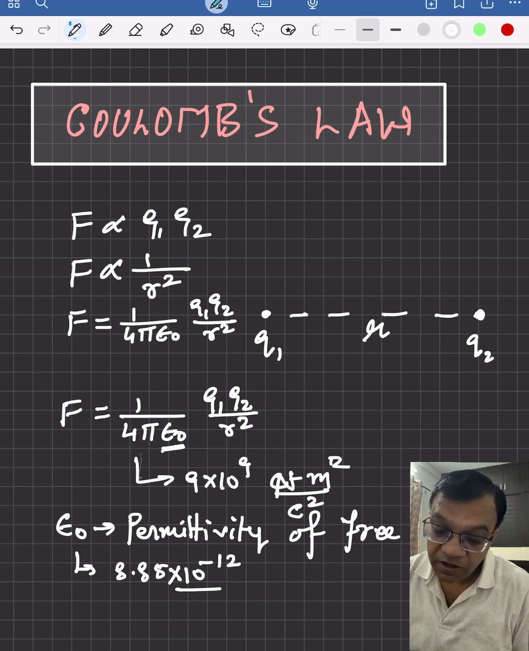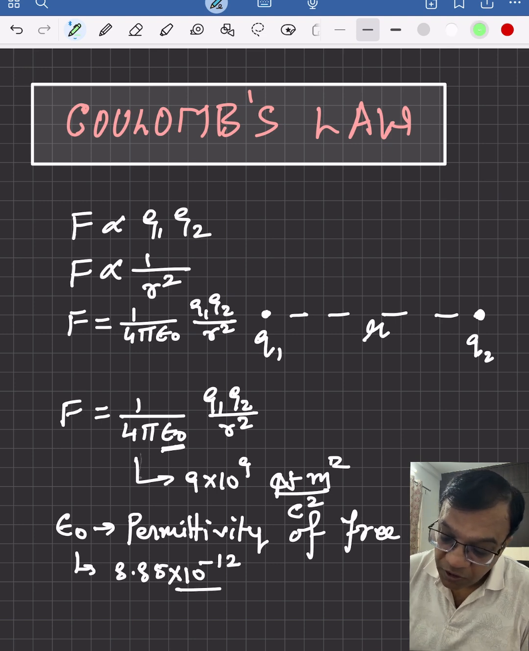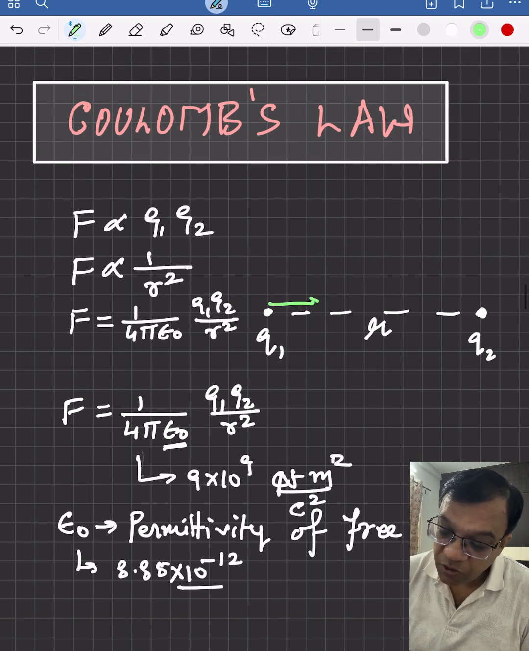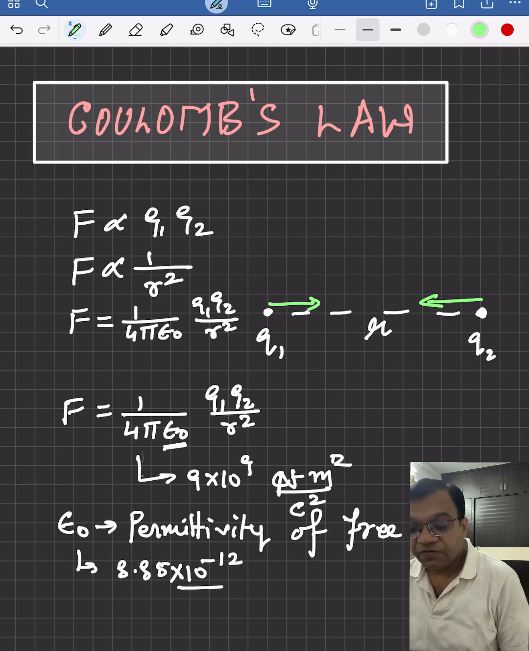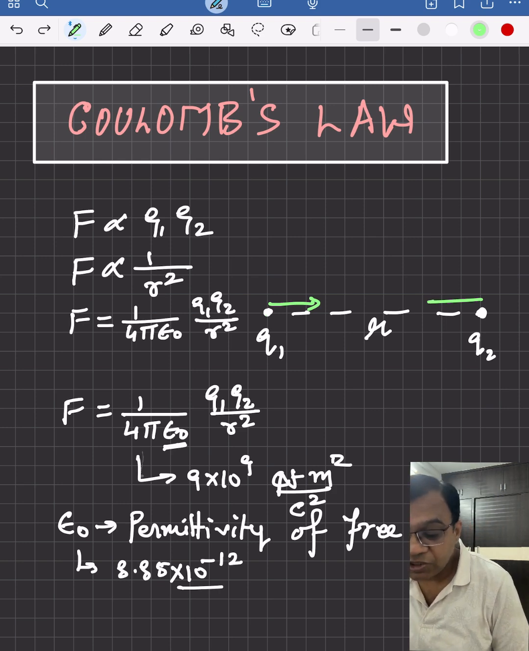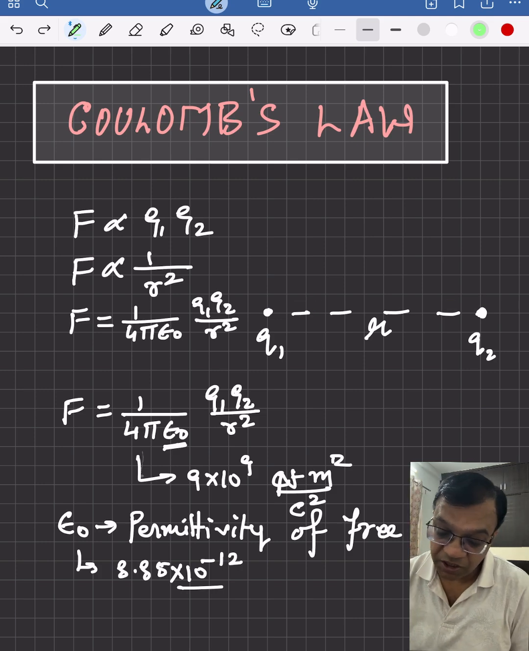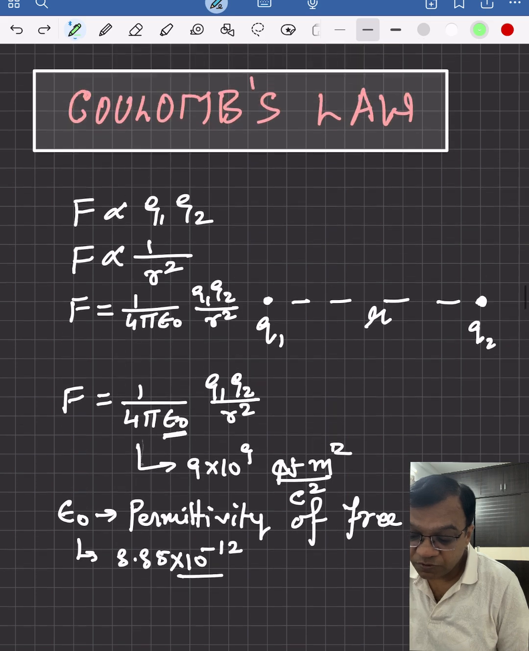The force exerted by Q1 on Q2 or Q2 on Q1 is going to be equal and opposite. You have to remember the force is a vector quantity. So it is only going to tell us the force between two charges. If it is like charges, they will repel each other. If it is unlike charges, they will attract each other. That concept we have to use.